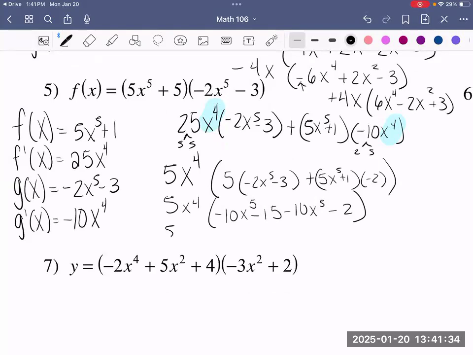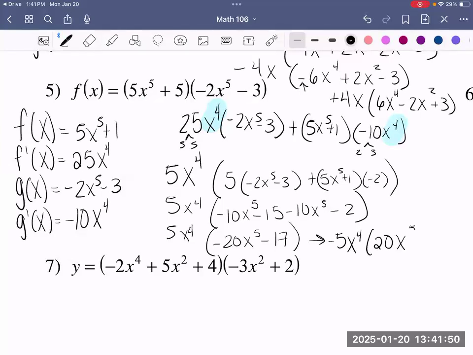Yep, so far so good. We can say negative 20x to the 5th minus 17. And the last bit, let's go ahead and take out that negative. So 20x to the 5th plus 17.